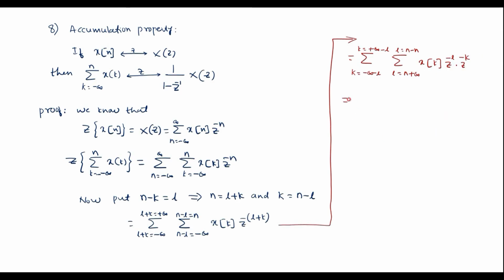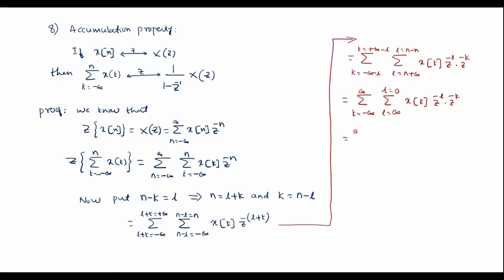So this can be further simplified as, we know that minus infinity minus something is infinity itself. Similarly, infinity minus L is infinity itself. Therefore, this is k equal to minus infinity to infinity. Here, infinity plus any value is infinity itself. That is, L is equal to infinity to L is equal to, here n minus n is 0. We have x of k z power minus L z power minus k.